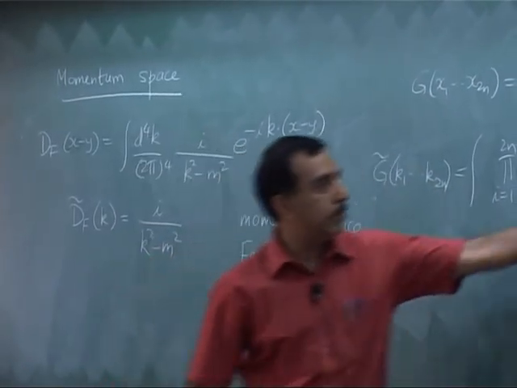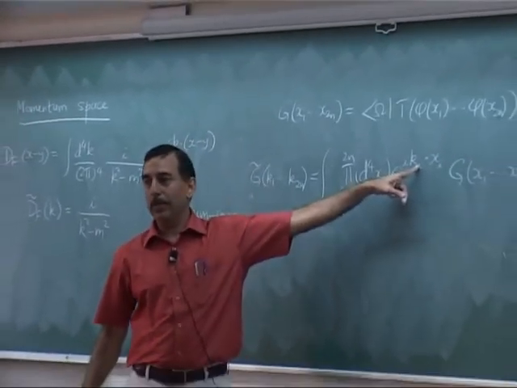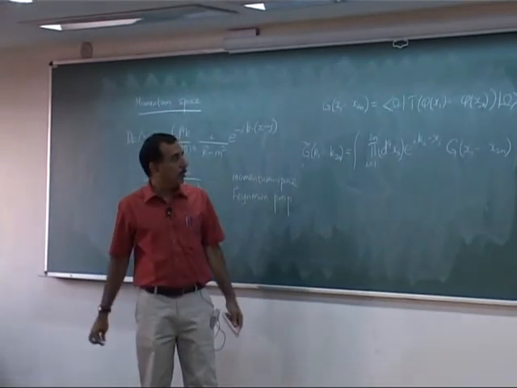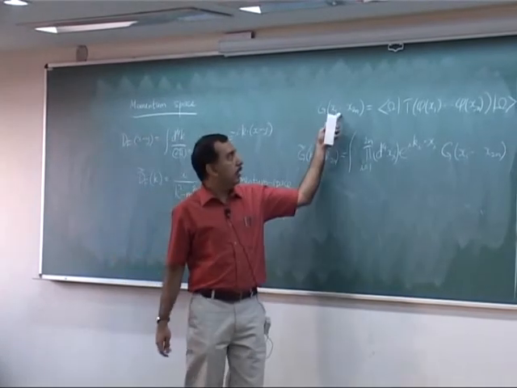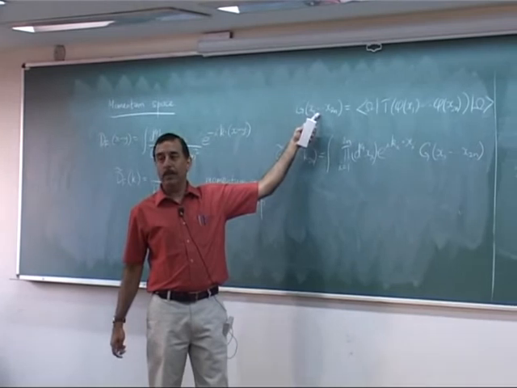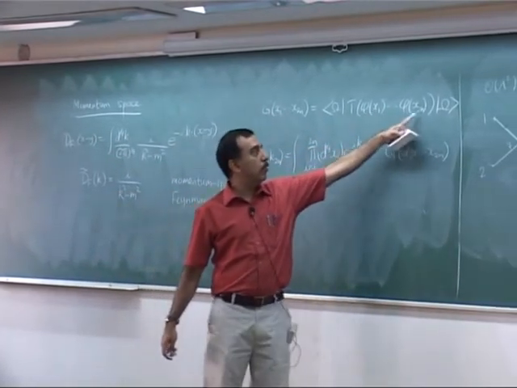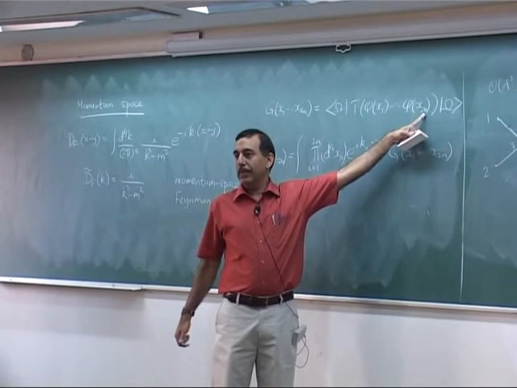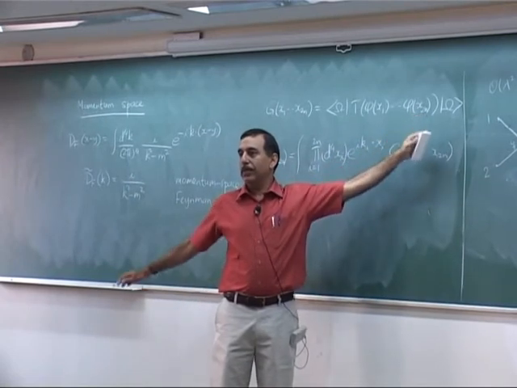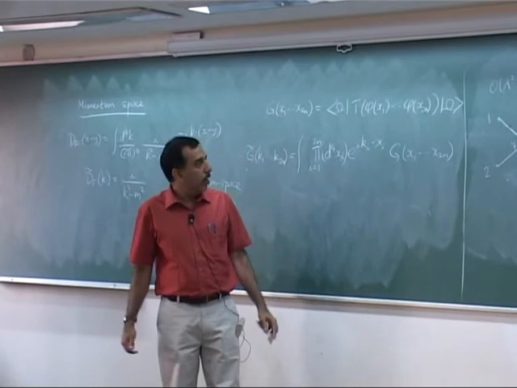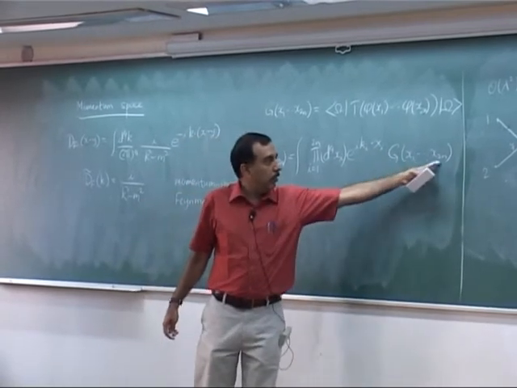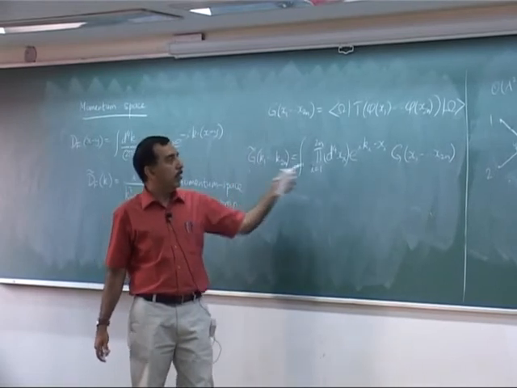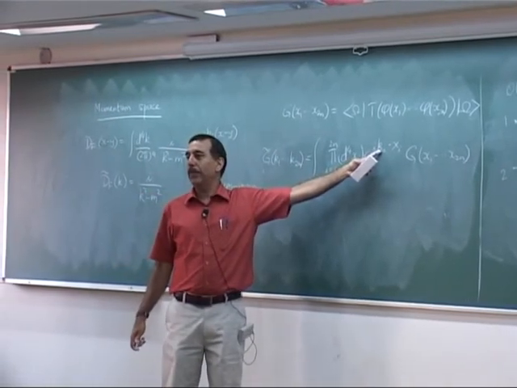What I do is each x is converted to a k by Fourier transform. However, there's one little subtlety. That subtlety is that g is translation invariant. That means if I shift the origin of all the x's, it gives me the same answer because of translation invariance of the theory. So if I do that over here, it's a very easy exercise to see that the answer will contain a delta function of the sum of all the momenta.